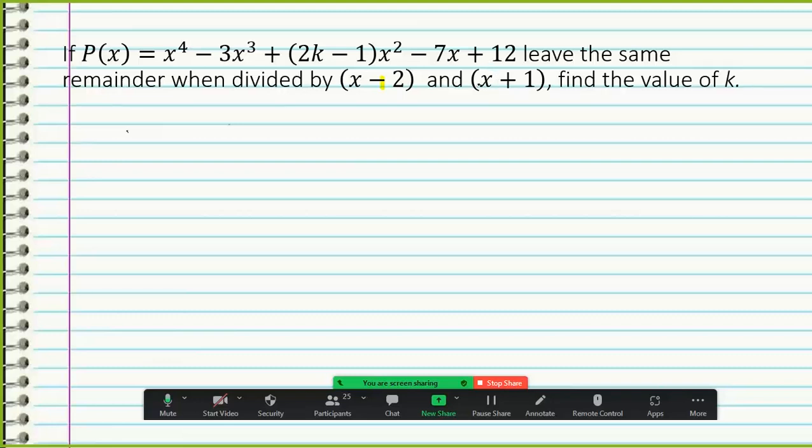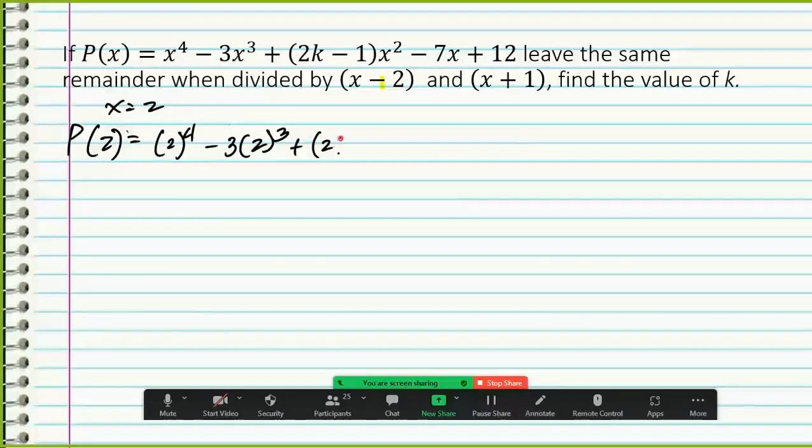So meaning to say, it is okay to solve first for the divisor of the value of 2 or negative 1, because we will equate both of the given results to each other. So let's solve first for x minus 2. So the value is x equals 2. So 2, then x to the fourth. So we inject it in x to the fourth minus 3x cubed, 2 raised to the third, plus 2 multiplied by 2 minus 1.